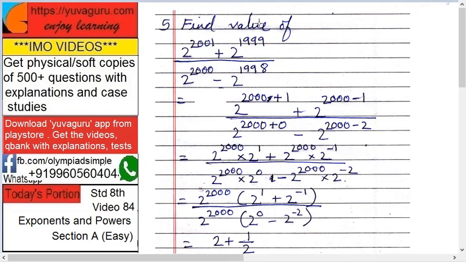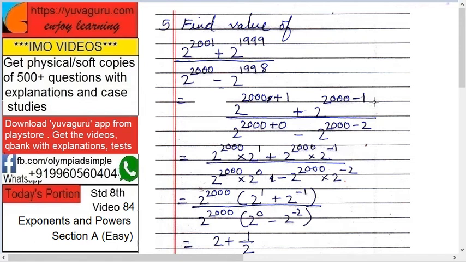Next, find the value of (2^2001 + 2^1999) upon the whole upon (2^2000 - 2^1998). Now this is simple, but we need to apply brains. What is 2001? Here one common thing which we see is 2000 is there common in everyone. Means what? 2001 means 2000 plus 1.